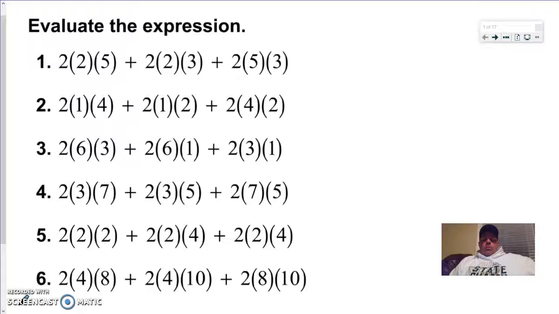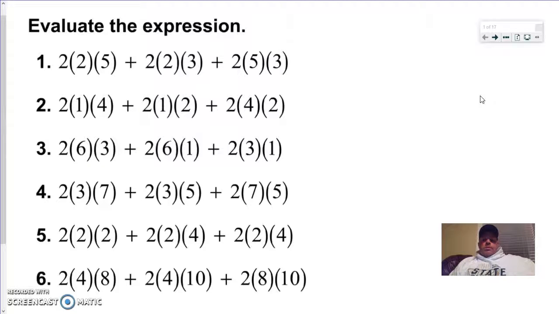So to start out the lesson, I would like for you to evaluate the expression. See if you can figure out 2 times 2 times 5 plus 2 times 2 times 3 plus 2 times 5 times 3. Give me an answer for that, and please pause the video. Have students work on these. They can work with people around them and restart the video when they have that answer.